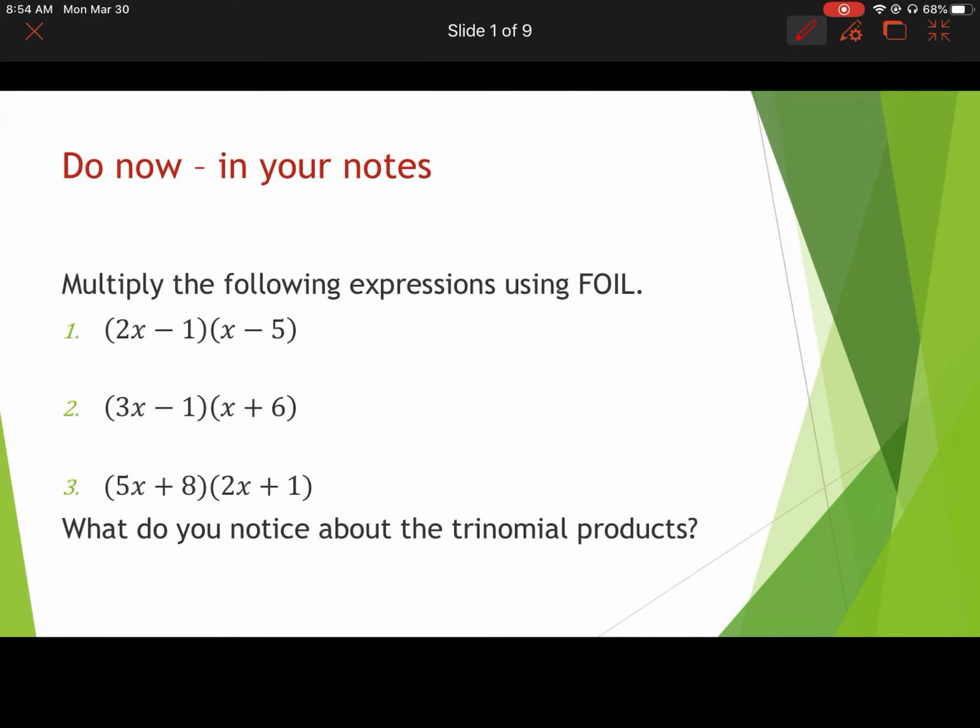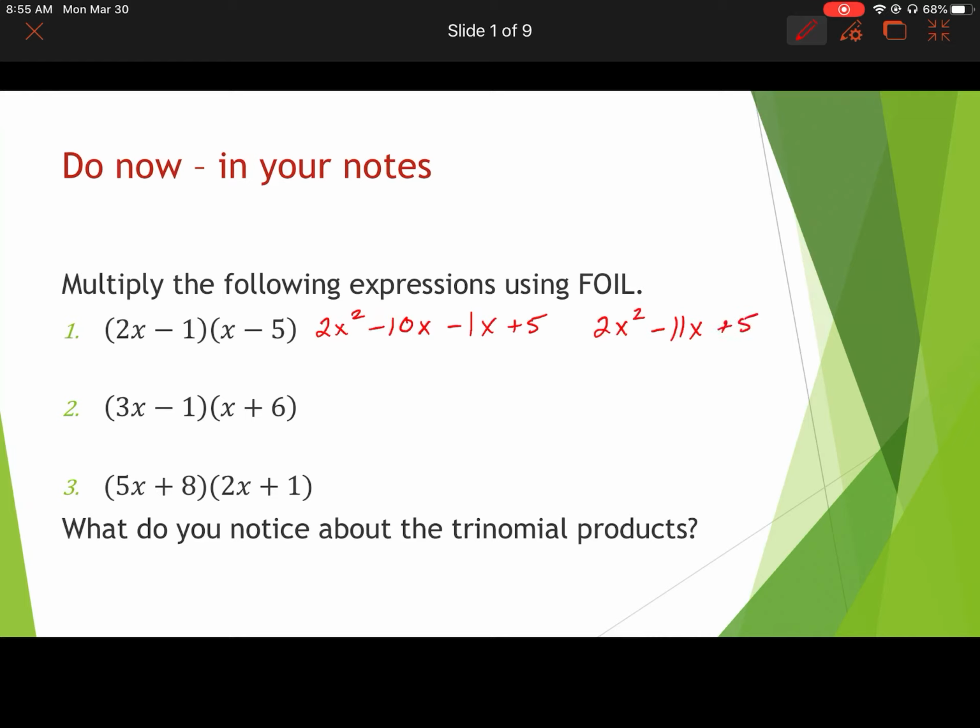Okay, so if you did this correctly, right, we're going to do first times first. So 2x times x would give us 2x squared. 2x times negative 5 is negative 10x. Negative 1 times x, negative 1x, and negative 1 times negative 5 is positive 5. Combine like terms, and it's going to give us 2x squared minus 11x plus 5.